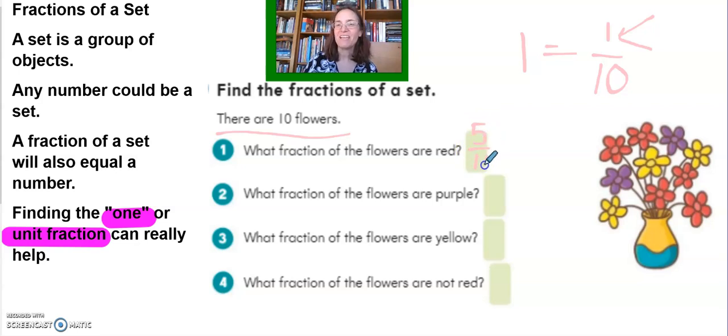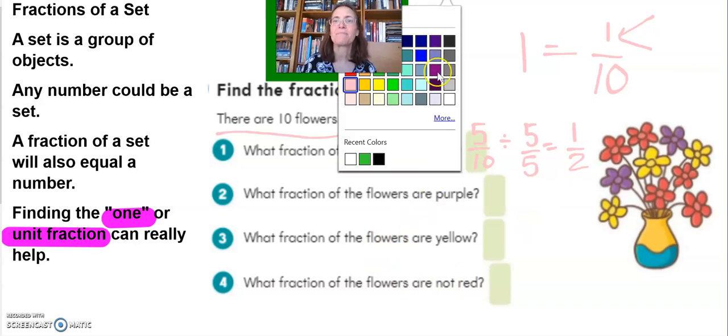I think not. To find its simplest form, we'll use our equivalent fraction skills that you've been practicing. And we're going to divide 5/10 by a symbol of 1, a fraction of 1, that is a factor of both 5 and 10. 5 is a factor of both 5 and 10. So I'm going to divide this by 5/5, and I will find that 5 divided by 5 is 1, and 10 divided by 5 is 2. And when I really think about it, 5 is half of 10. So what fraction of the flowers are red? 1/2. That's 5 flowers.